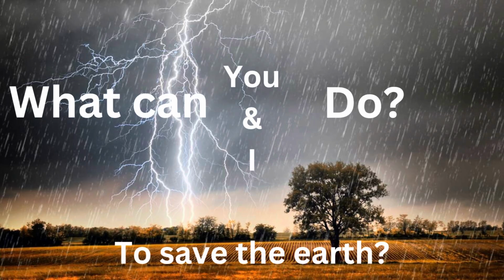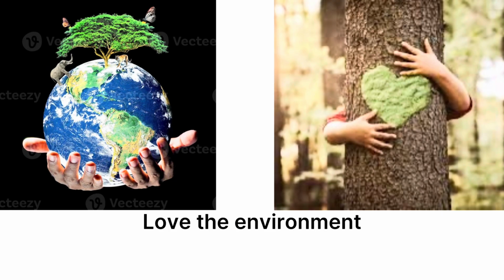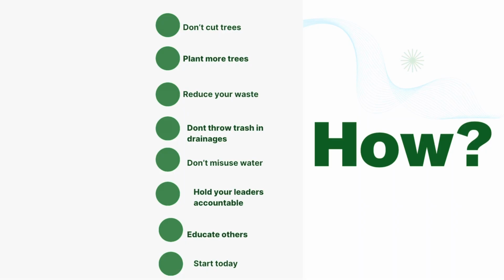So what can you and I do to save the earth? Here are some of the things we can do to actually just show love to our environment. Love the environment. Here is how. So number one, do not cut trees. In my next video, I'm going to look at what trees do to help the environment. Number two, plant more trees. Number three, reduce the amount of waste in your environment. Number four, do not throw trash or litter in the drainages because that causes them to block and therefore fail to make sure that water flows nicely and freely.